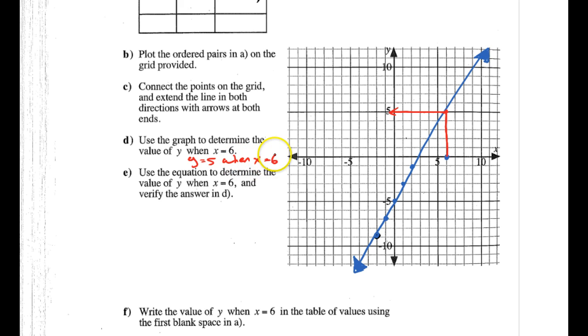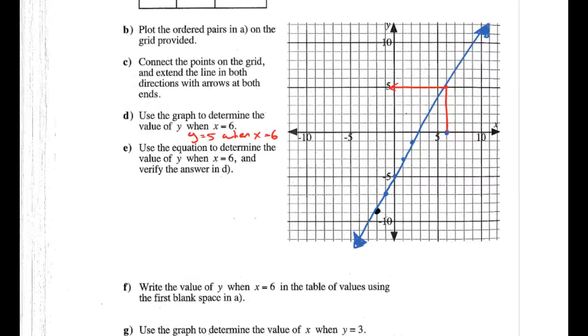x equals 6. It says use the equation to determine the value of y when x equals 6. The equation is y equals 2x minus 5. Okay, so that was part D, a visual way of solving this. In E, they want us to use the equation, so I'm going to input 6 for x: 2 times 6 minus 5, and that's 12 minus 5 is 7.